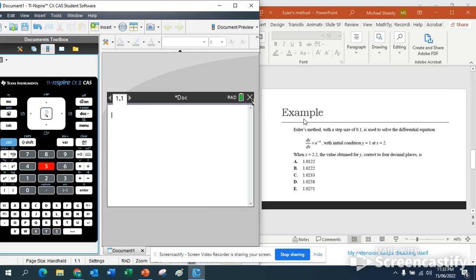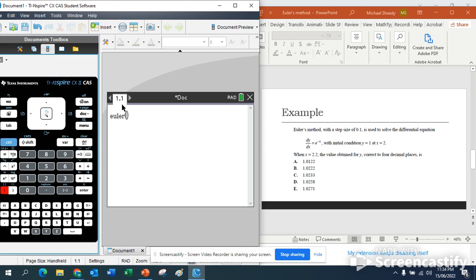So we have Euler's method with a step size of 0.1 is used to solve the differential equation dy/dx equals e to the power of negative x, and the initial condition is y equals 1 at x equals 2. The question is, when x equals 2.2, the value obtained for y, correct to 4 decimal places, is one of these 4 options.